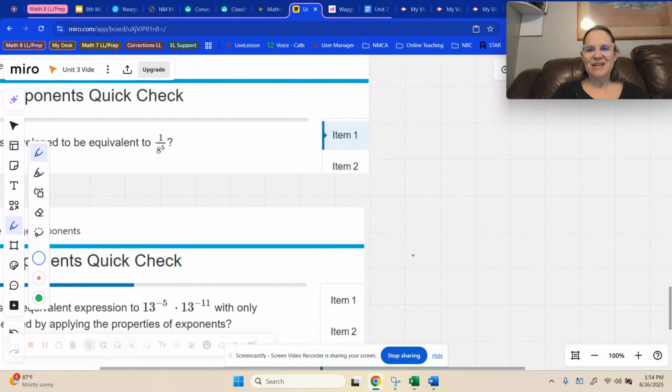Hey everybody. So the rule for negative exponents is that it makes a fraction and the power goes in the bottom of the fraction. So why does that happen?